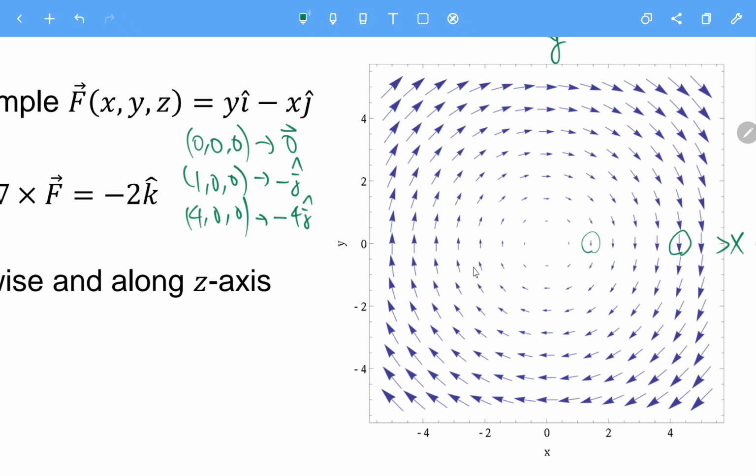Okay, maybe let's try to consider one more point. Let's say it is 4, 4, 0. This means this is 4, this is 4. So it is 4i hat minus 4j hat, which is around here.